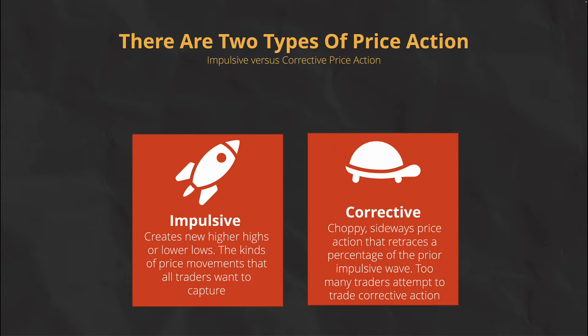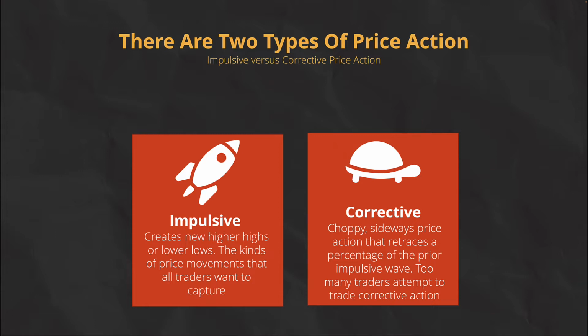Impulsive price action is the kind of price action that leads to new higher highs in an uptrend or lower lows in a downtrend. It's defining the trend. Impulsive price action defines the trend, so these are the kinds of price movements that all traders want to capture. I'm talking about the big, strong moves that a lot of people seem to miss, and they're wondering, how on earth did I miss that? Hopefully after watching today's class, you're going to have a much better understanding of how you can be prepared for these big moves in the future.